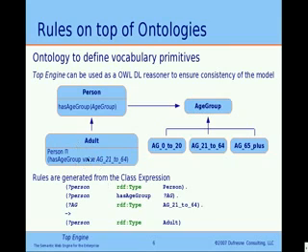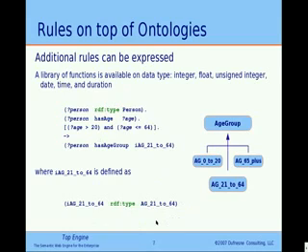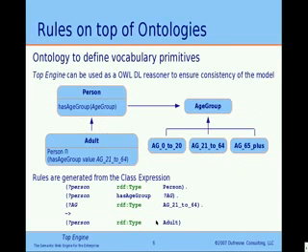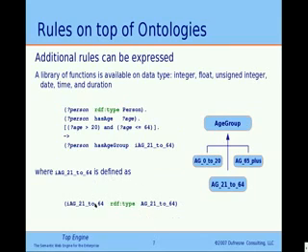Top Engine would generate a rule from this class expression that would say for every individual of type person that has an age group which is of type age group 21 to 64, then the person must also be of type adult. Additional rules can be expressed. The previous rule we just saw is generated automatically from the ontology, while we could express additional rules that would say, for example, for an individual of type person that has an age that falls between 20 and 65, then the person has an age group of an individual of type age group 21 to 64.